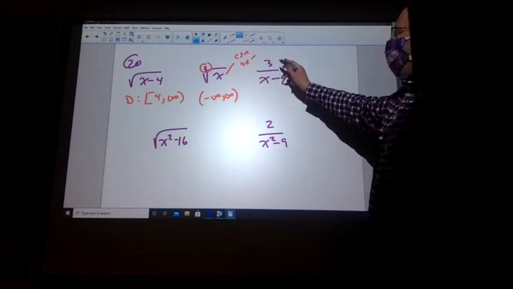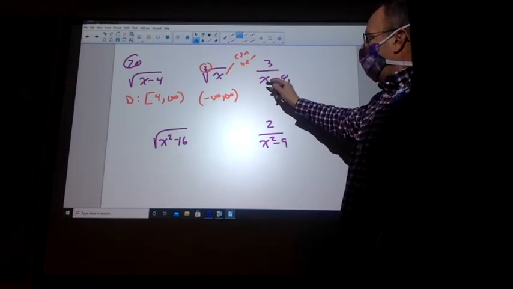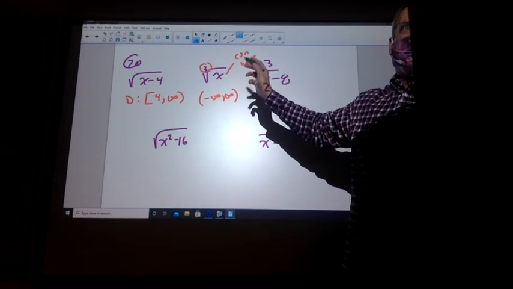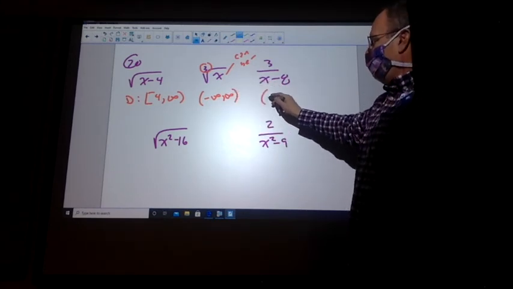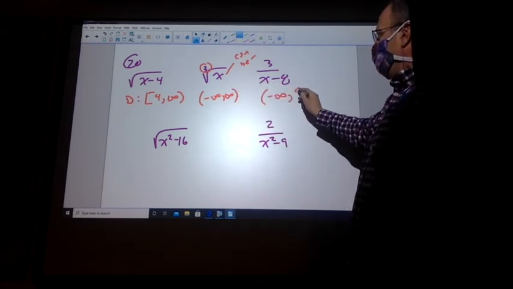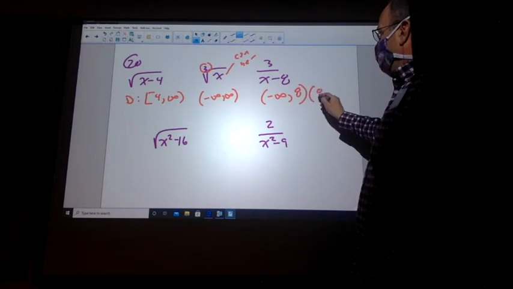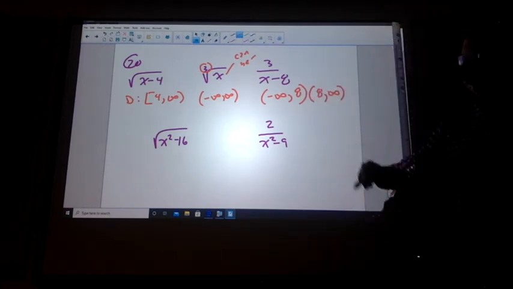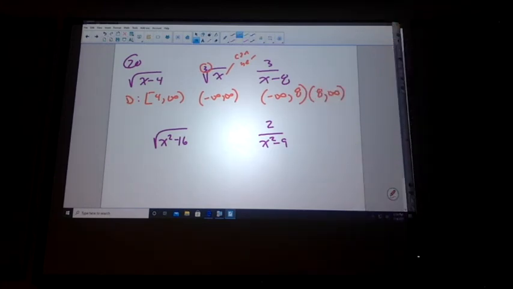This one says the only value that won't work is 8, because that would make the bottom 0. So we can't have that. So it's going to be negative infinity to 8, 8 to infinity. The soft brackets on both the 8s mean I don't include the 8. I approach it from the left, I approach it from the right, but I can't get there.